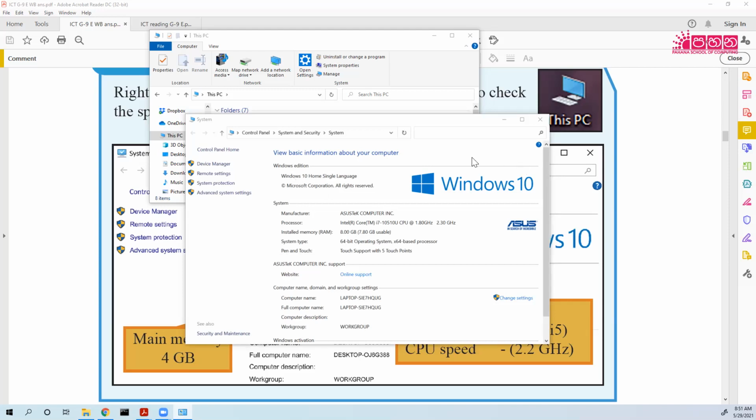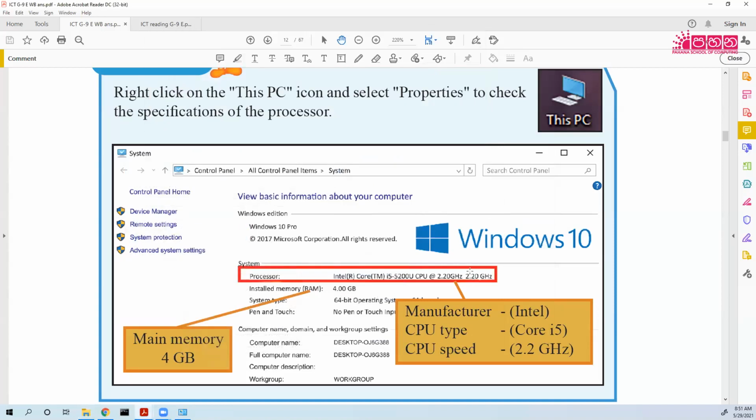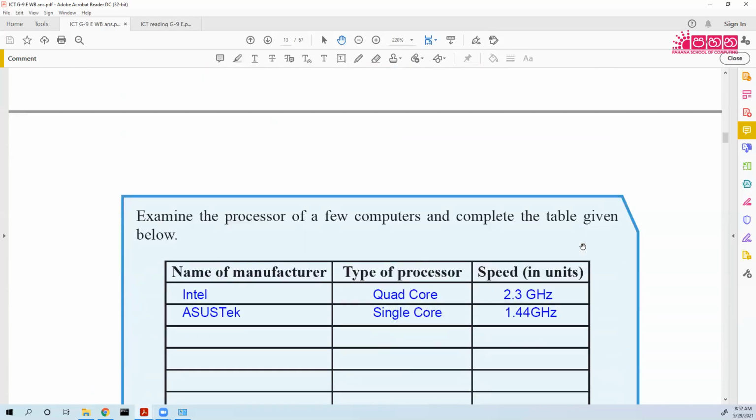Then I have also installed Windows 10 Home edition. Again, we will discuss the details later on. This is the operating system, and the manufacturer is Asus Tech. Actually, the processor is an Intel processor, right? So these are the details you should look at when you're given a computer. You should be able to identify the processor type, how many cores there are. So the main memory, manufacturer, CPU type, CPU speed, and the type of processor, you should be able to know.